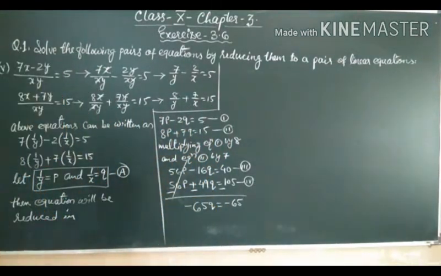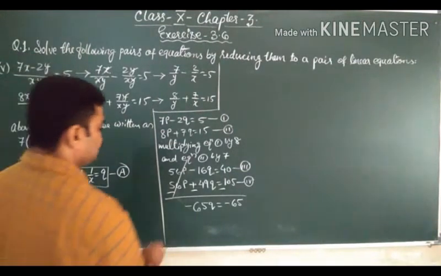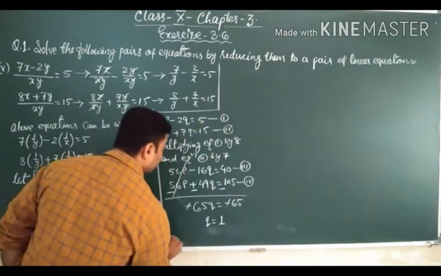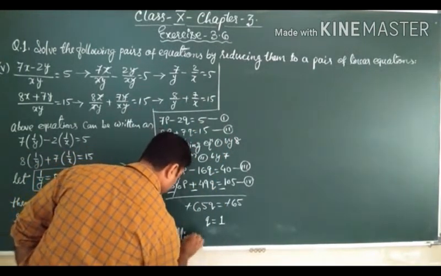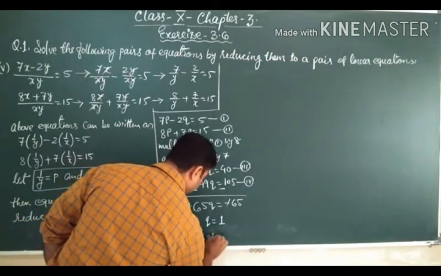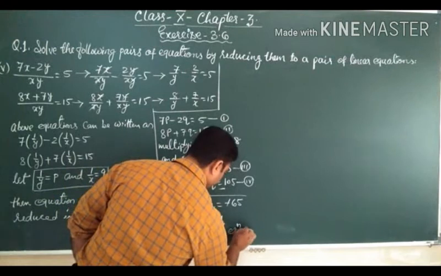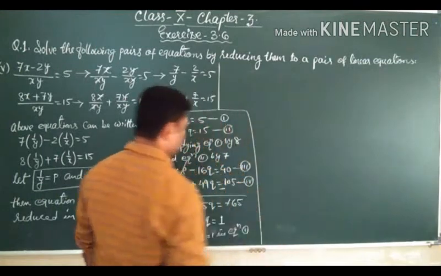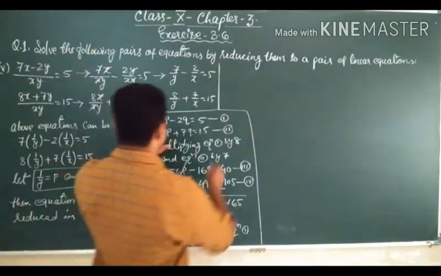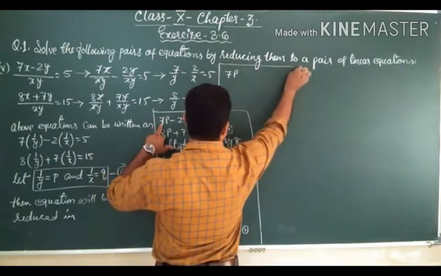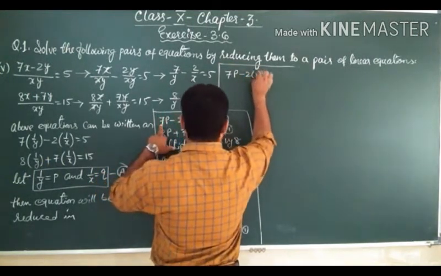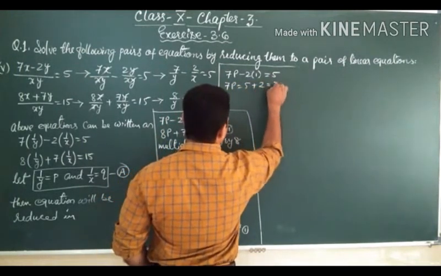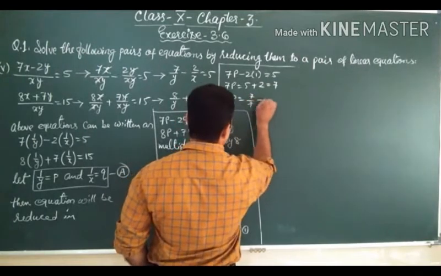Clear? Minus cancels and q is equal to 1. Putting q = 1 in equation 1: 7p - 2 into 1 is equal to 5, then 7p is equal to 5 + 2 = 7, then p is equal to 7/7 = 1.